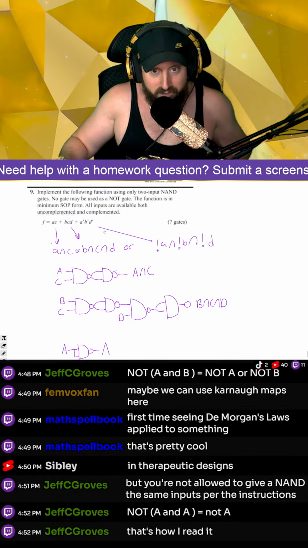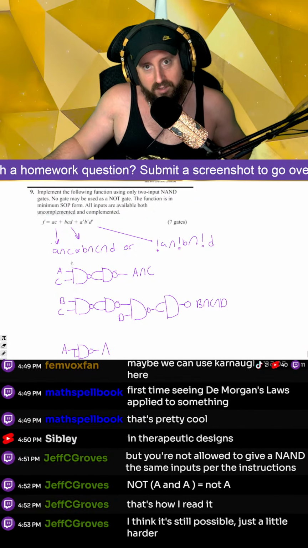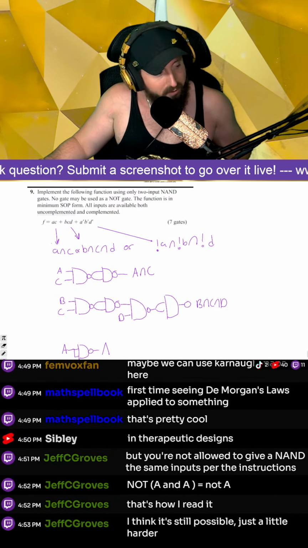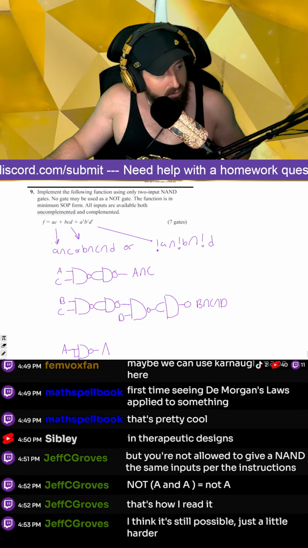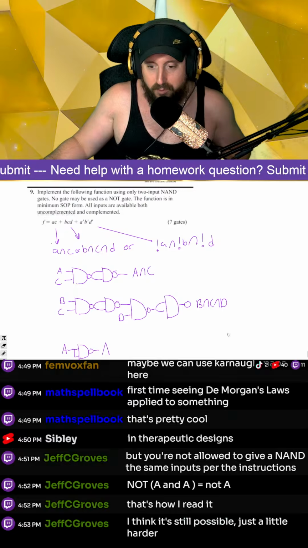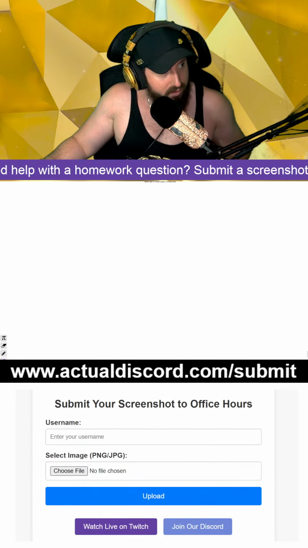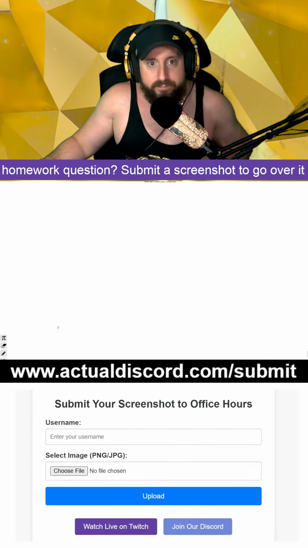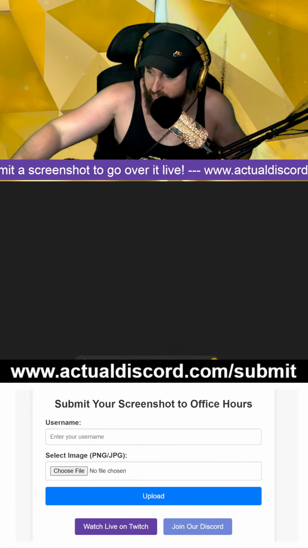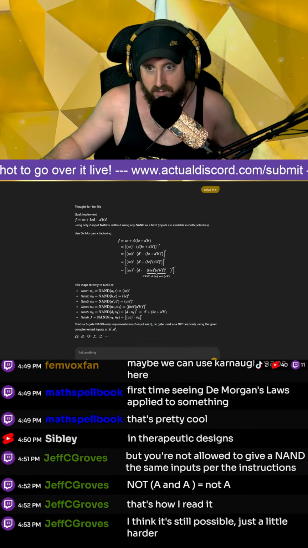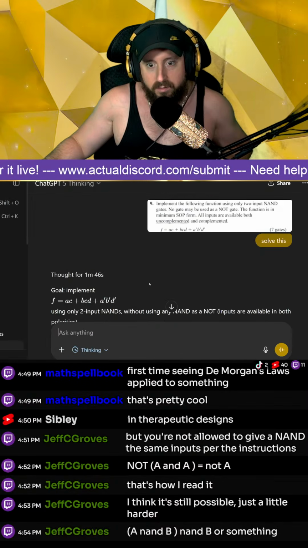I think I have to reduce this using De Morgan's law to not use nots. I still think it's possible. It's just a little harder. Yeah. Okay. All right. I'm sure it's possible. Let's just see. I'm curious actually what chat says about this. It's cool. Let's see. De Morgan, they probably have a way. Let's understand the way they do it.